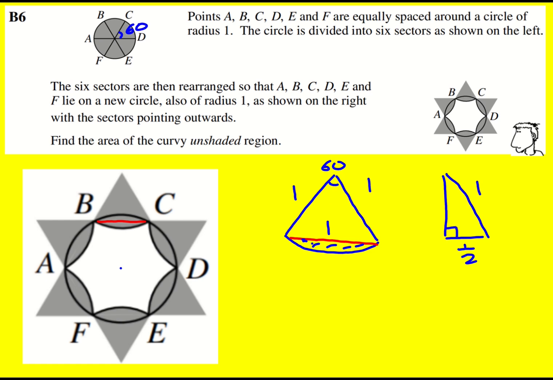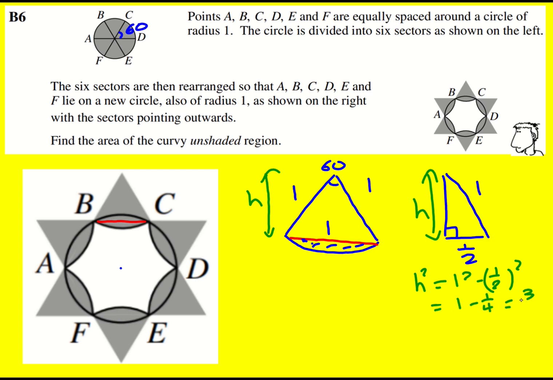So then this is a right angle. And what I'm saying is the height of this triangle, let's call it h, is going to be this h here. So h will be 1 squared minus a half squared using Pythagoras' theorem. Sorry, h squared. And that would be 1 minus a quarter, so 3/4. And therefore h is root 3 over 2. Okay, now let's work out the area of the triangle.